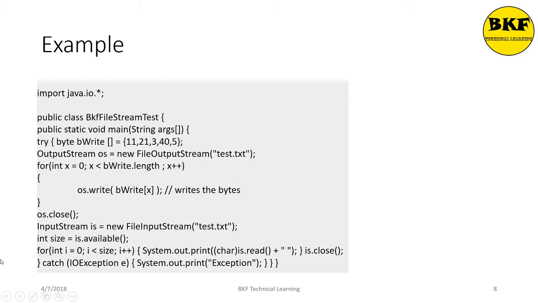Then we close it. Then we create an input stream from this location again. Then we get the size variable as the available bytes, and until the end we read that object, and finally close the object.